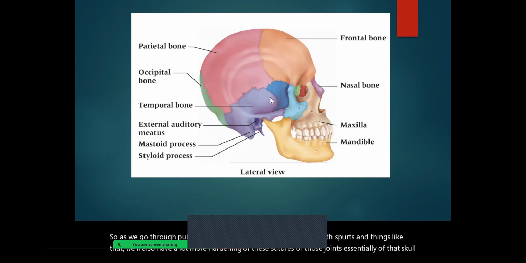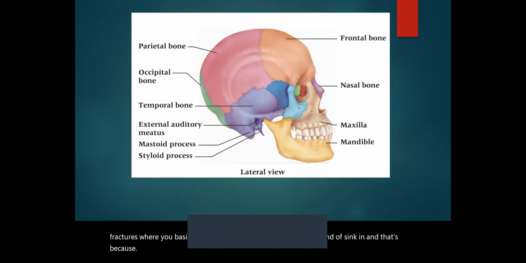Now, the skull is one of the few bones in the body that can have depression fractures, where you basically get hit and that whole skull starts to kind of sink in. And that's because collectively, when these come together, they'll basically form a sphere with some hollow on the inside. So it can have depression fractures.